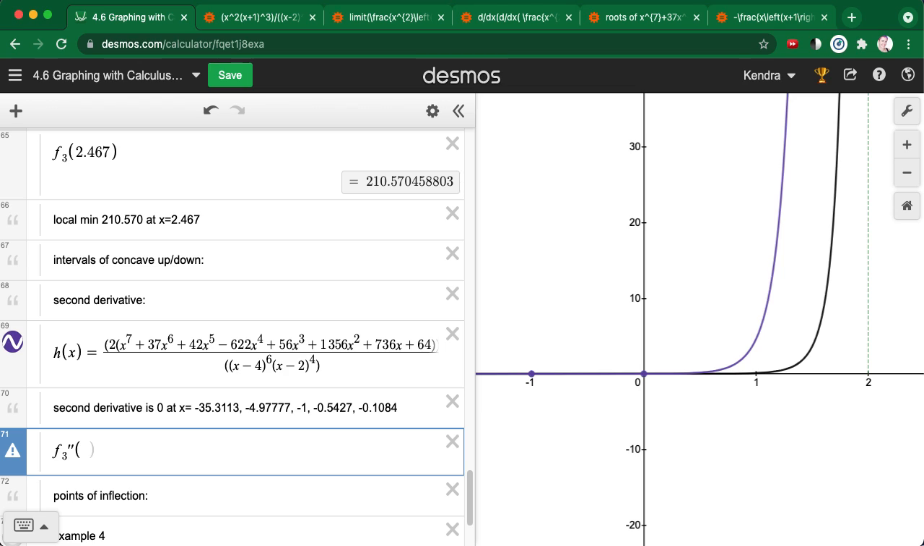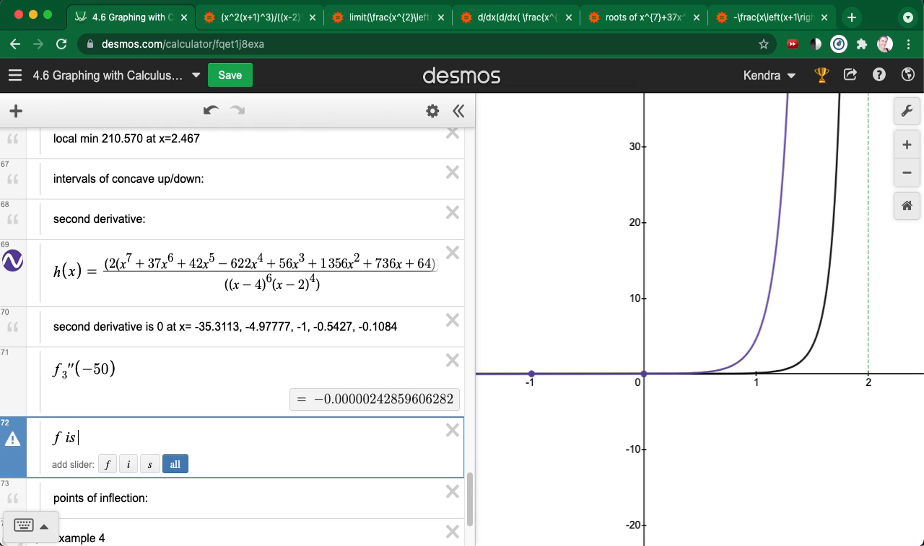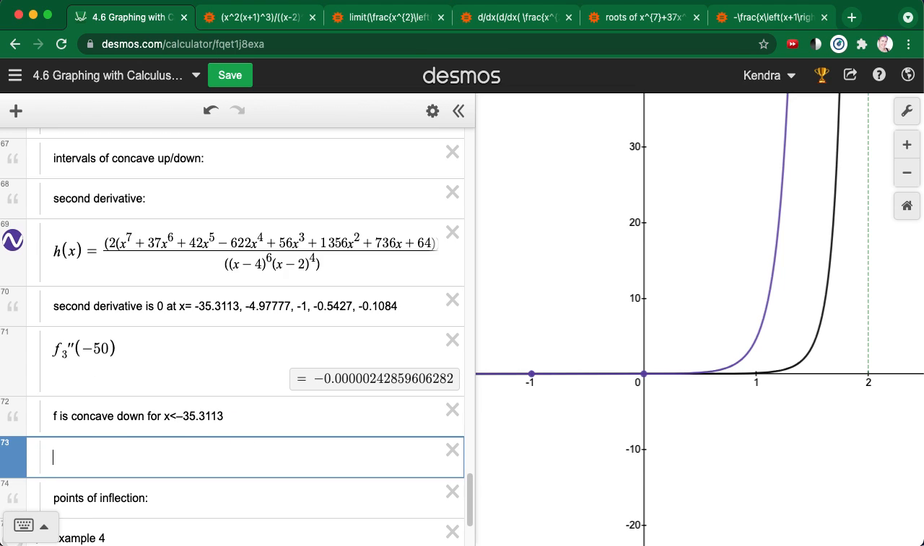To the left of -35 would be -50. It's negative. So it should be concave down, since the second derivative is negative to the left of -35. So x less than -35.3113.